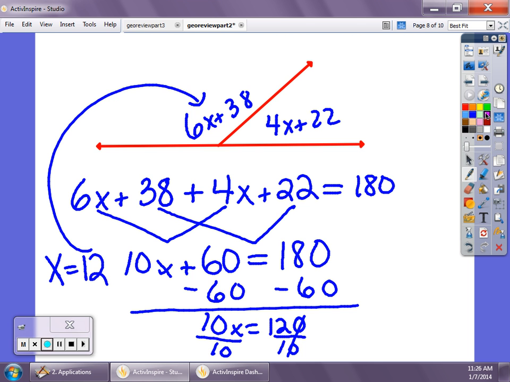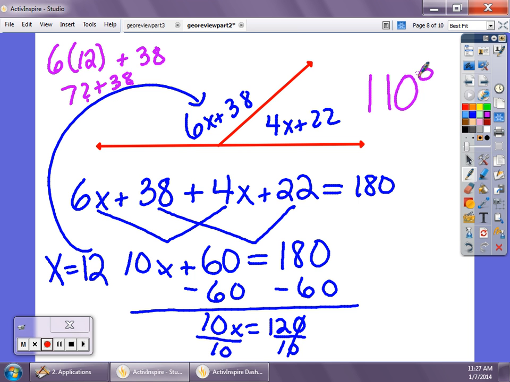Here we go. 6 times 12 is how much? 6 times 12. 72 plus 38. Well, 2 plus 8 is 10. Plus 30 is 40. 40 plus 70 is how much? 110 degrees. Are we good? Yes? All we had to do was plug it in.